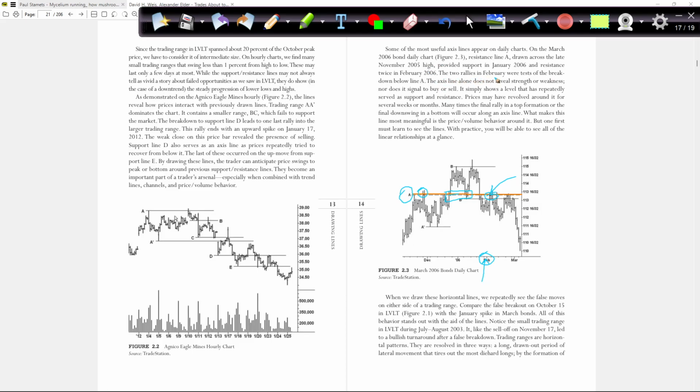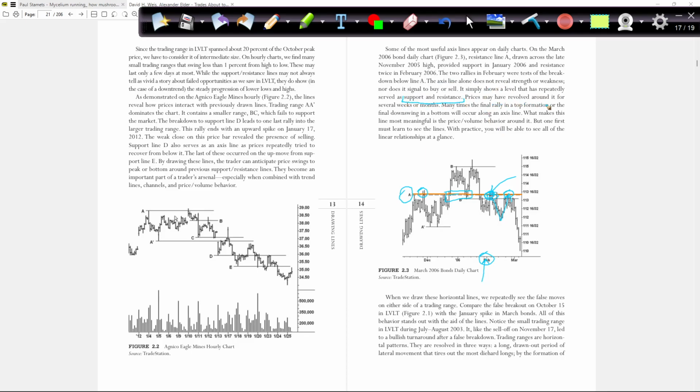The two rallies in February were tests of the breakdown below line A. So this was the test of a breakdown below line A. It's working as resistance here, right? The axis line alone does not reveal strength or weakness, nor does it signal to buy or sell. It simply shows a level that has repeatedly served as support and resistance.